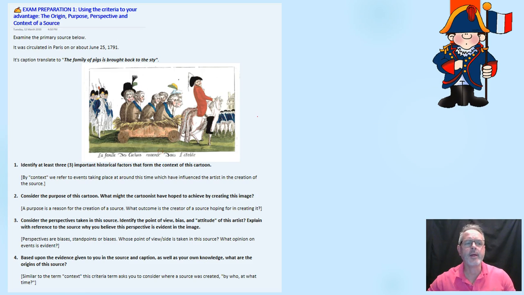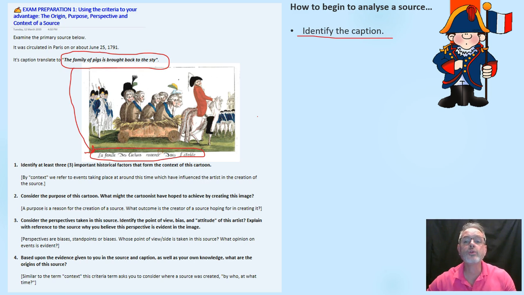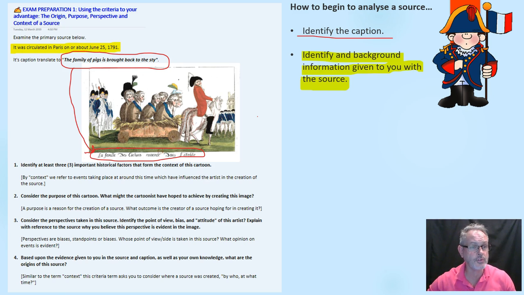So let's have a look at this practice task I gave you. In the task, I put to you how you might consider the context, the origin, the purpose, the perspectives of this source. When I go through it, let's think about the process I've been teaching you to use. When you're beginning to analyse the source, straight away, look towards the caption. Find out what the caption is, identify it, highlight it, circle it. Look for any background information that might have been given to you with the source. It often contains clues. The date and the caption between them can give you a lot of really good clues.